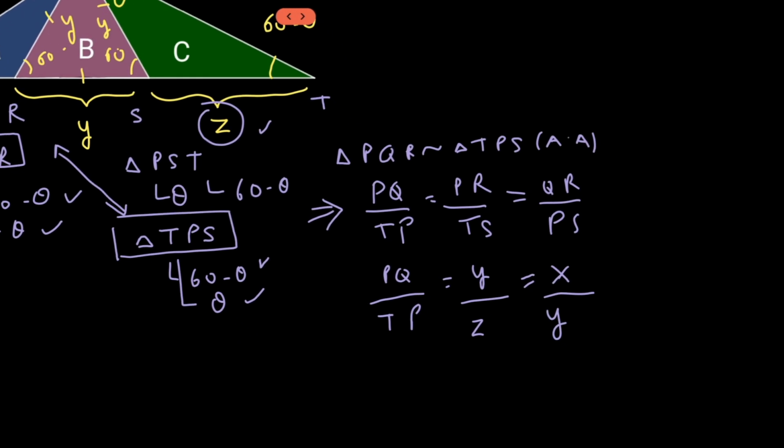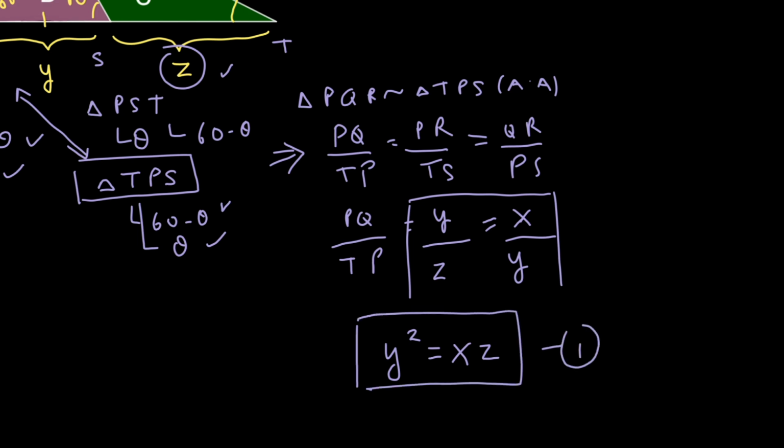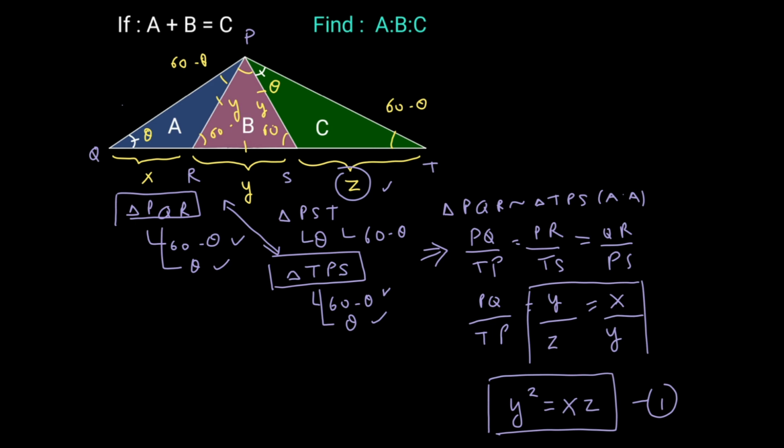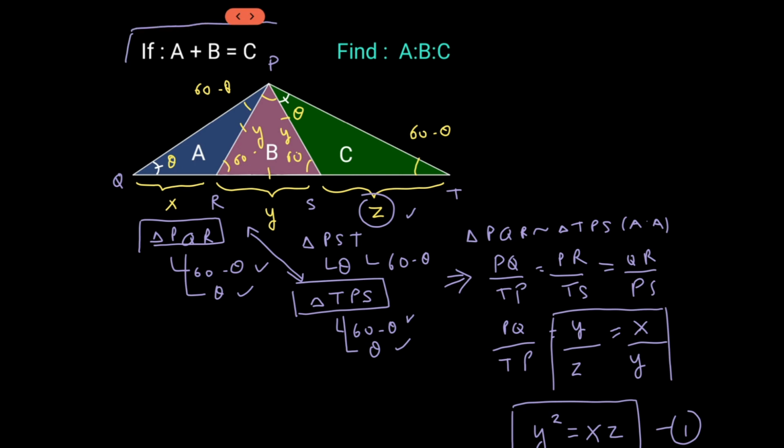So here we have this ratio, and in this we'll simply compare these two. So what we will finally get is y square is equal to x times z. Keep this equation as it is and let this be equation number 1. So here we have got the first important equation, and to get this we utilized two things. The first thing is that these two angles were equal, and the second thing is that the pink triangle is an equilateral triangle.